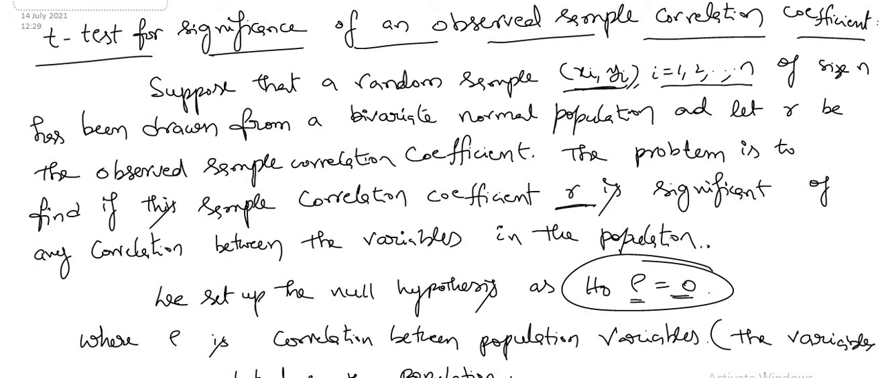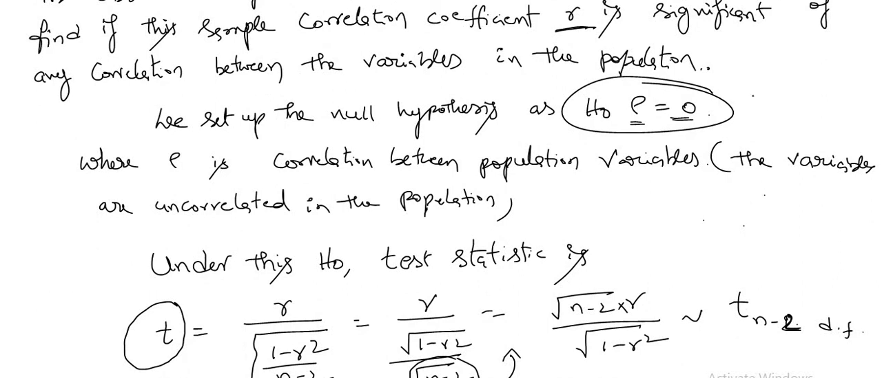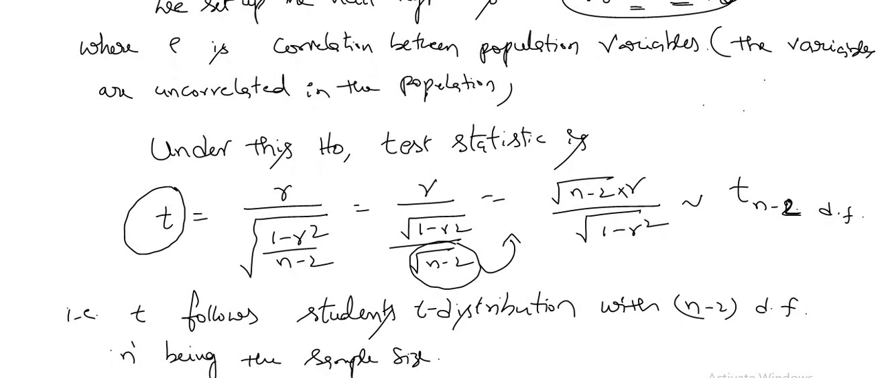The t-test for significance of an observed sample correlation coefficient. Null hypothesis: rho is the correlation between population variables, meaning the variables do not have any linear relation, so H0: rho equals 0. But if you take some sample, it will definitely show some correlation. Is there really a correlation, or is it just because of the numerical values that we are getting a correlation, with no significant correlation between the two variables?